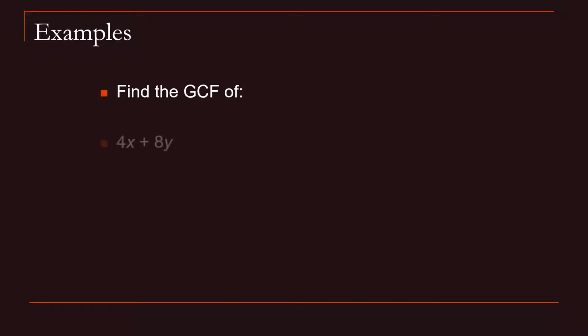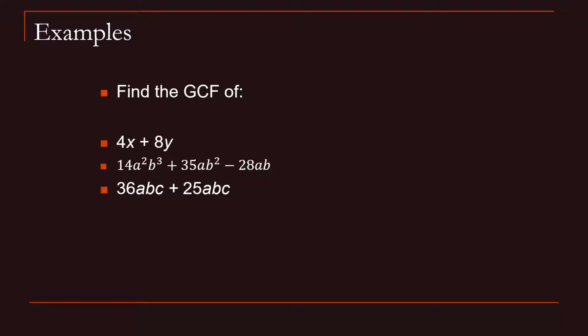Here's some examples to do on your own. Find the GCF of these 3 examples. Pause the video at this point to give yourself a chance to do it on your own. Here are your answers. For 4x and 8y, your GCF is 4. You can't have an x and a y because the first term doesn't have a y, and the second term doesn't have an x. In the second one, it's 7ab. And the third one, just abc, because the GCF of 36 and 25 is 1.